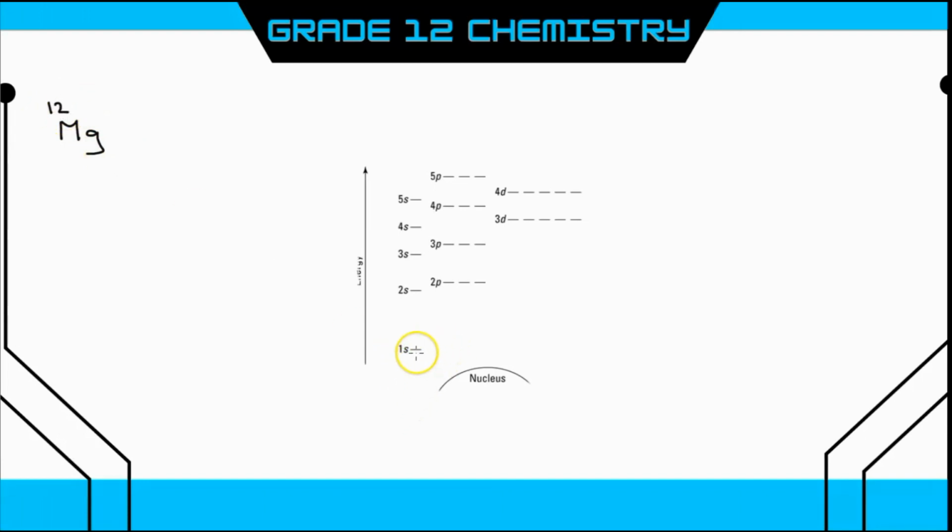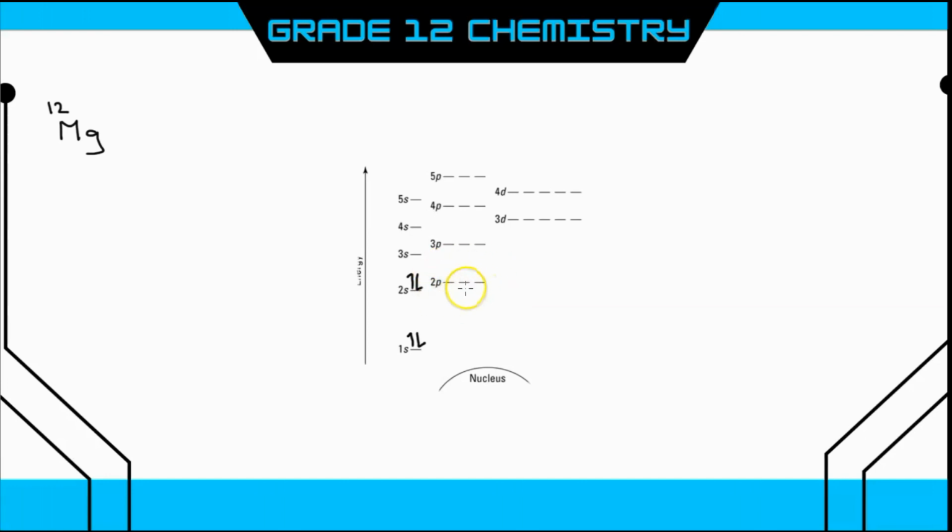Now in the s orbital, you can fit 2. But we have to look at the Pauli exclusion principle, which says no orbital may contain more than 2 electrons, and those electrons in the same orbital must have opposite spin. So let's give one a spin up and one a spin down. Next we have 2s, so spin up and spin down.